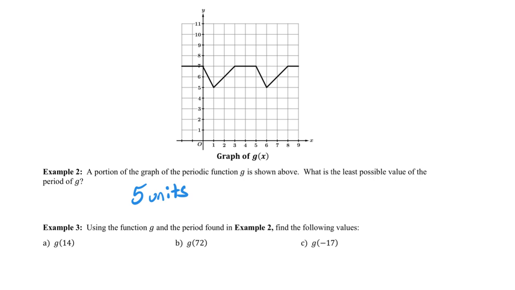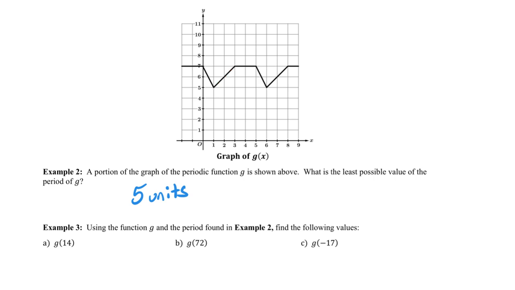You could have done the same thing from the low point, gone up, over, back down. If you start from that point again, you go up and over and back down. So that's the period. That was from 1 to 6, which would also give you a period of 5 units. Okay? All right, let's look at example 3.